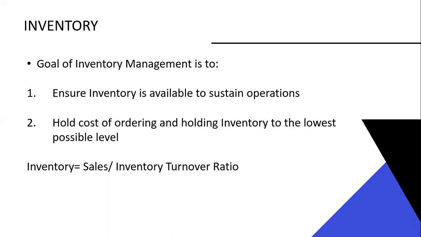So when you study supply chain management, there is a whole economic order quantity concept that basically helps you understand exactly how much inventory needs to be held. But the main point is you want to make sure that you're holding the optimal amount where your total costs are the lowest. And the formula for calculating inventory is given over here. Inventory is equal to sales divided by inventory turnover ratio. And this formula is going to be important for some of the questions that you will be solving for this chapter.